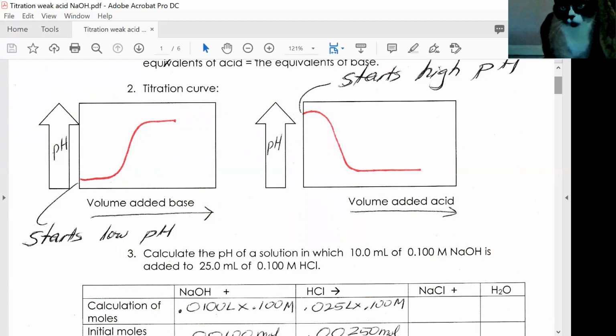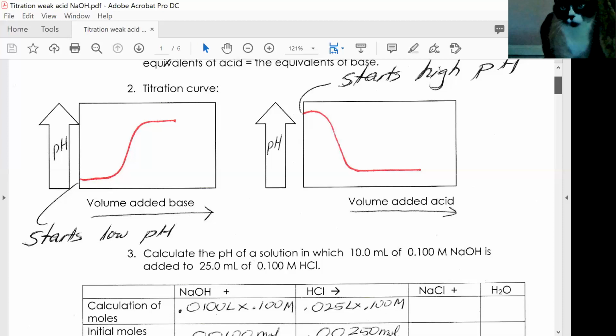The graph on the right would be if you are adding acid. In other words, you're starting with base in your Erlenmeyer flask or beaker. And so the pH is relatively high. And then you're adding acid, you get to the equivalence point, and it plateaus off. You need to be able to recognize titration curves. In other words, given a question, if you had a titration curve like the one on the left, you could recognize it as adding base. Given a titration curve like the one on the right, you could recognize it as adding acid.